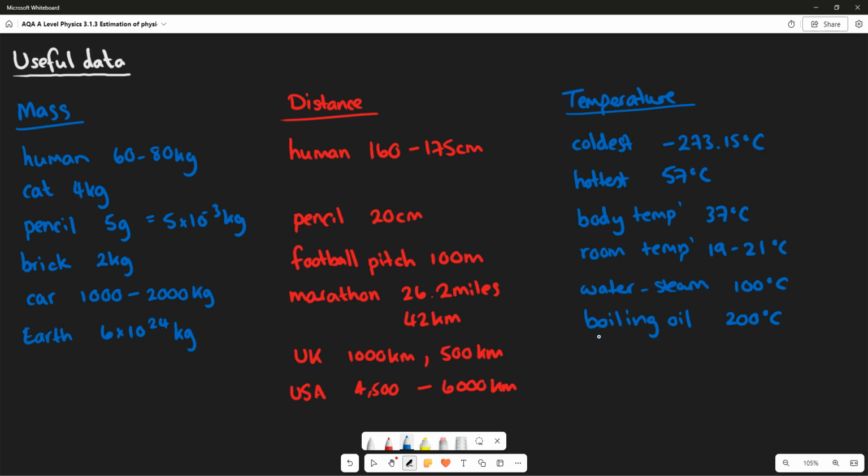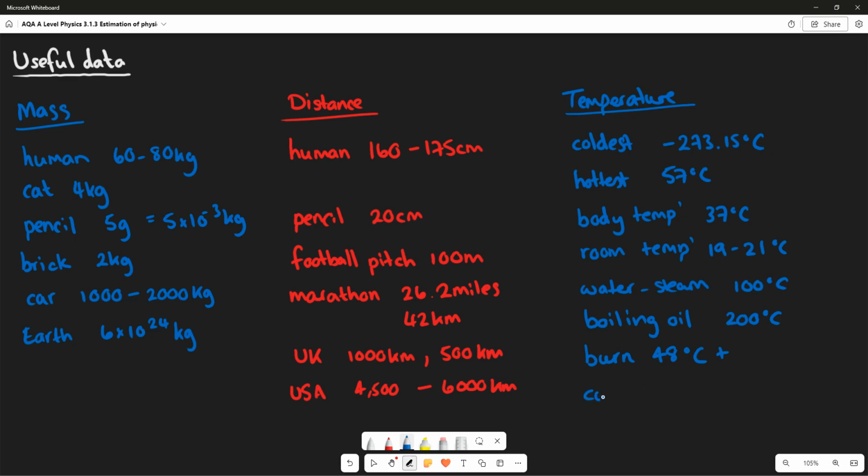Speaking of boiling oil, the human skin will burn and become damaged by heat starting at 48 degrees Celsius and upwards. At 48 degrees Celsius, you're going to need to be in contact with the heat for about 5 minutes. But as soon as you get to about 65 degrees Celsius, it only takes about 1 second for your skin to be burned.